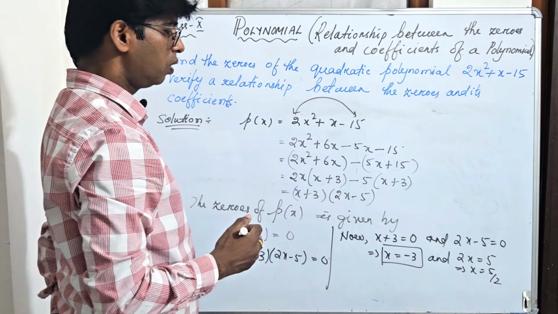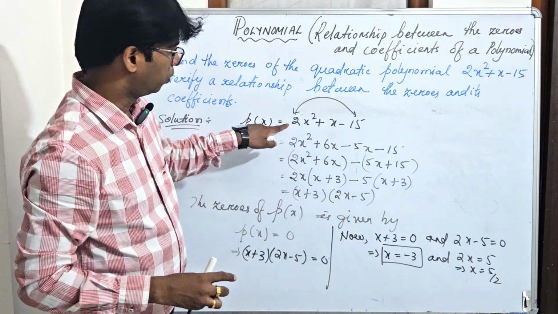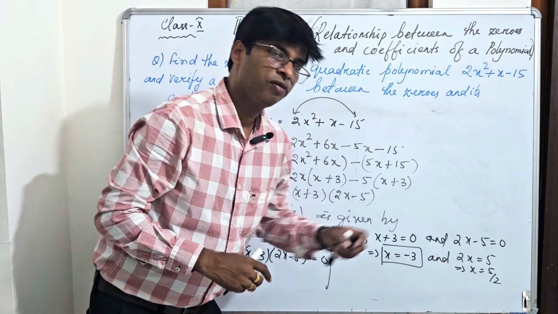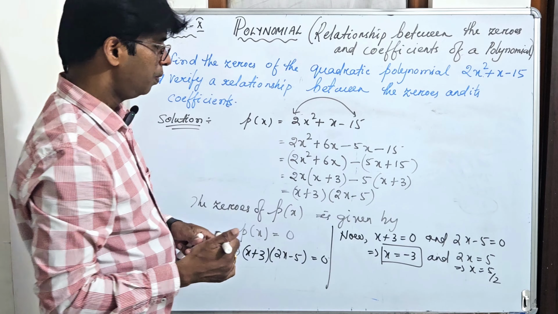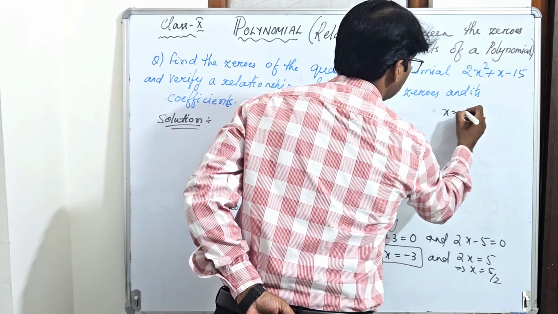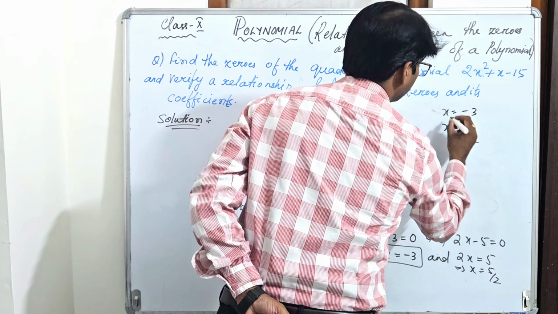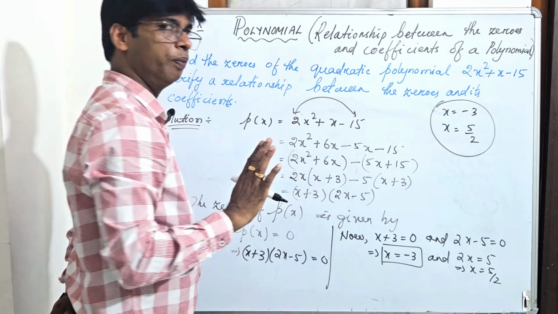So how many zeros did you get here? Two zeros of this quadratic polynomial. What are they? One is minus 3, another is 5 by 2. So we got x is equal to minus 3 and another is x is equal to 5 by 2. So these two zeros we have obtained.